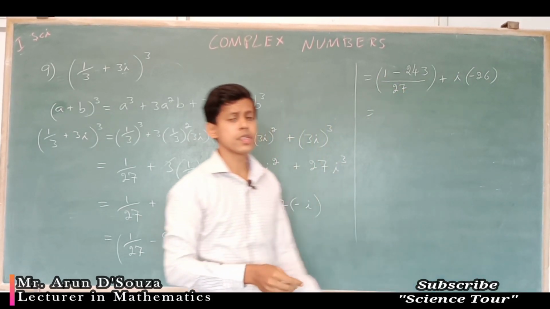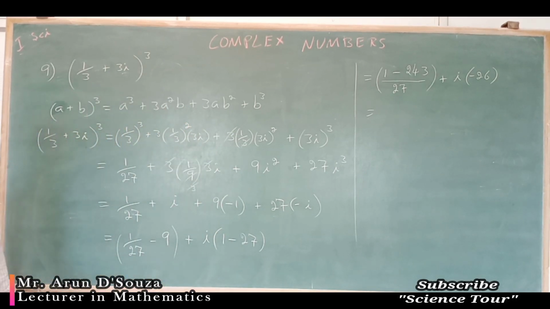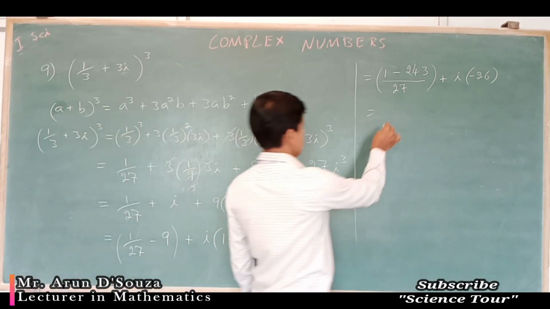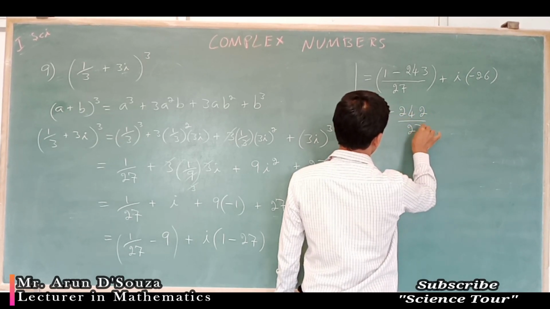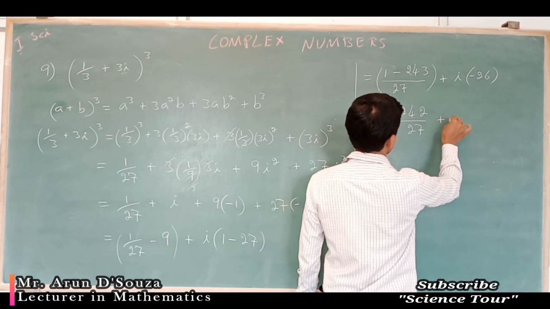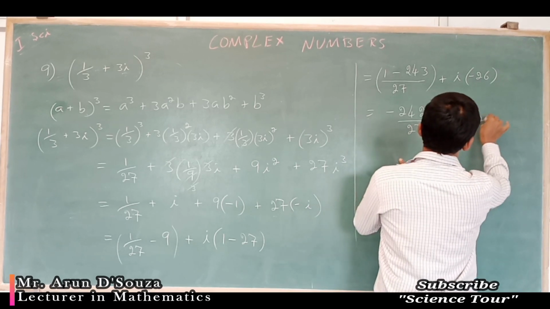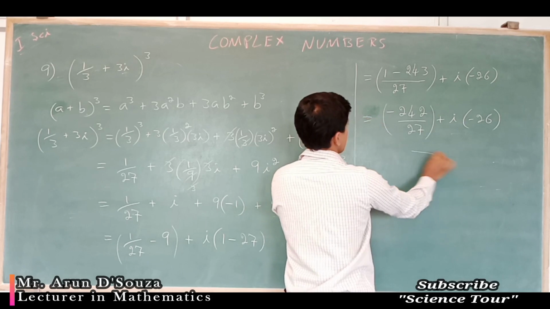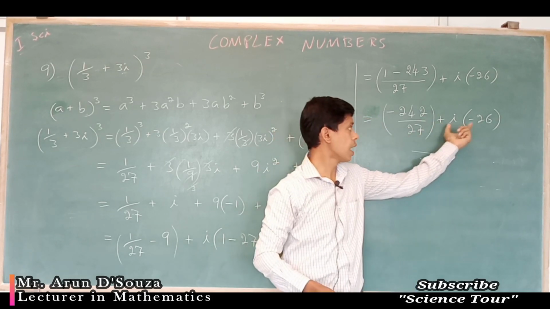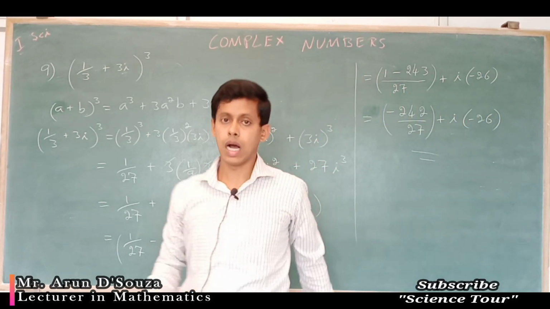Okay. Finally, 1 minus 243 is minus 242. So this is minus 242 divided by 27 plus i into minus 26. So this is of the form a plus ib, and that's your answer.